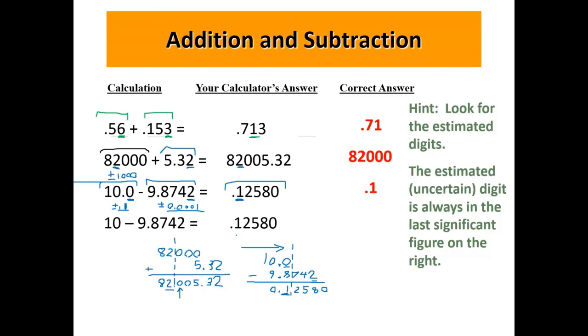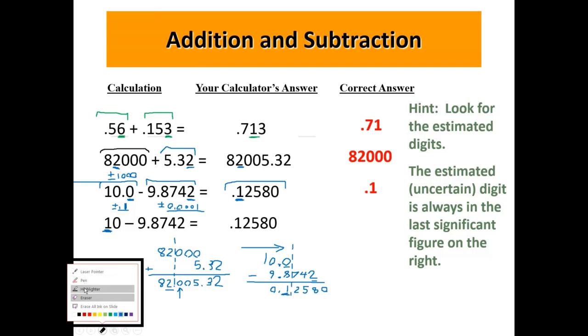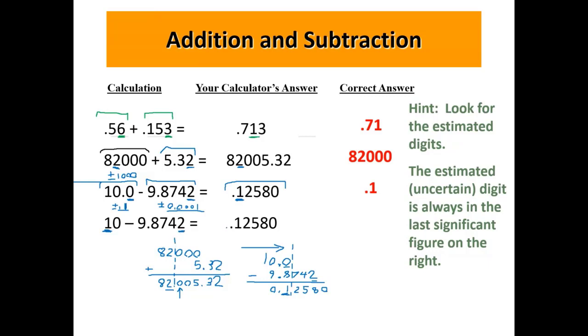Okay, this is actually kind of a trick question, if I had to be honest with you. Basically, the last significant figure in this one is the one. It only has one significant figure. There's no decimal point there. So that only has one significant figure, and that's in the tens place. However, the last significant figure here is in the 10,000s place. So I have to stop my answer in the tens place.